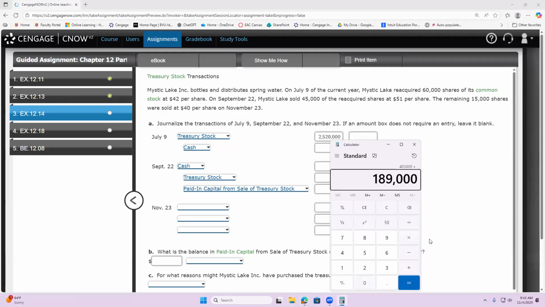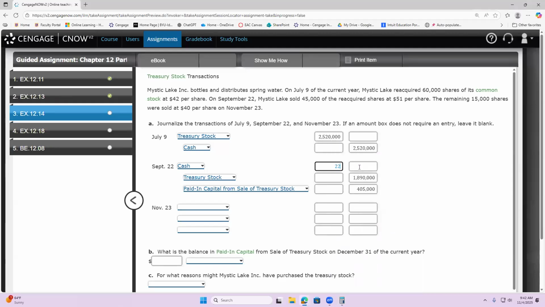$2,295,000. So anytime we sell treasury stock, we're going to record a credit to treasury stock of the number of shares we're selling times what we had paid for those shares when we acquired them. And then also the number of shares we're selling times any amount over and above what we paid for them for the paid in capital from sale of treasury stock. Those two figures together will add up to the total cash we received from the stock.